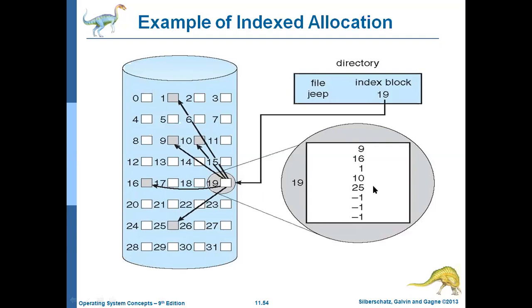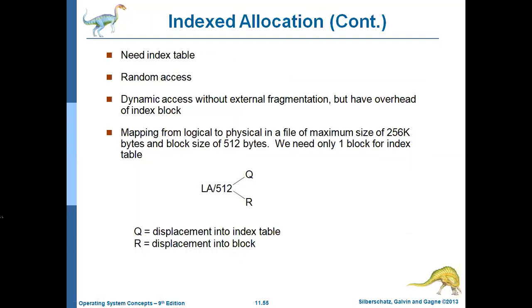So this is just an extended version of your linked list itself, but I have an indexed version for every allocation there. It says that it needs an index table. Random access is possible here. Dynamic access without external fragmentation, as I said, but it has the overhead of the index block.